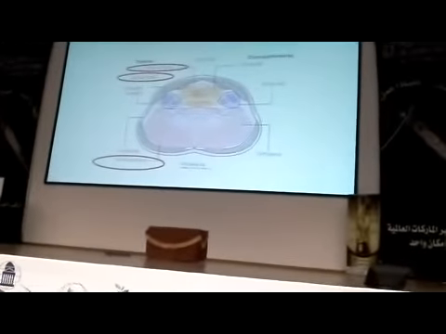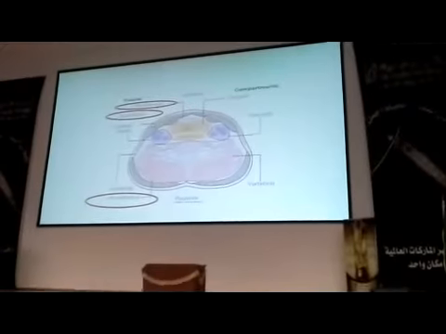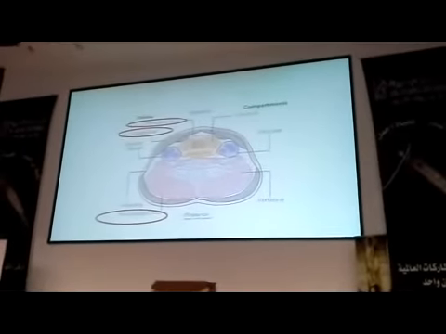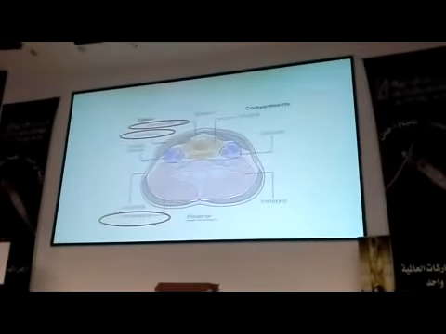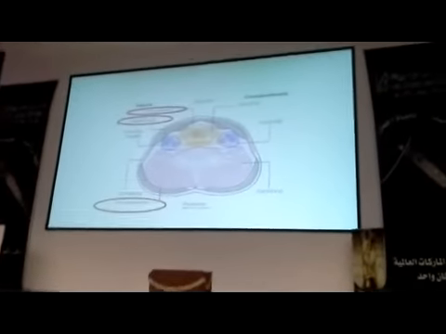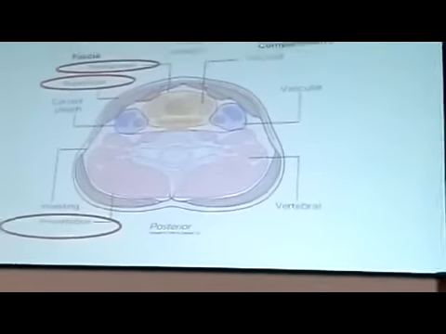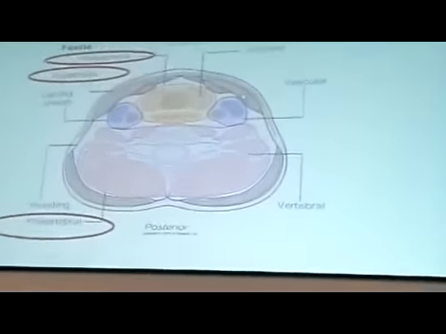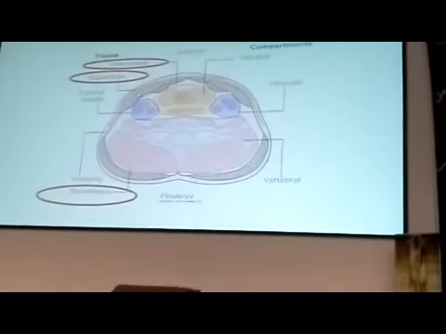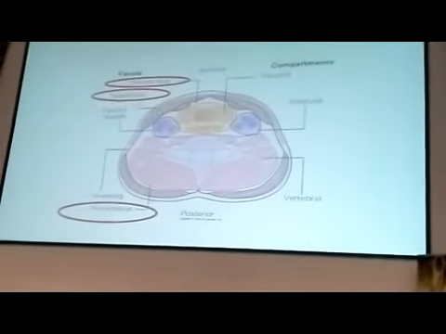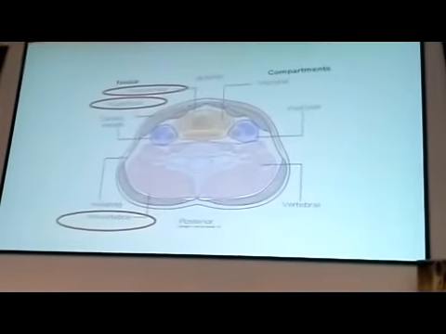Here there are superficial vessels containing the muscle, the platysmal muscle. And you see this muscle, the sternocleidomastoid muscle.